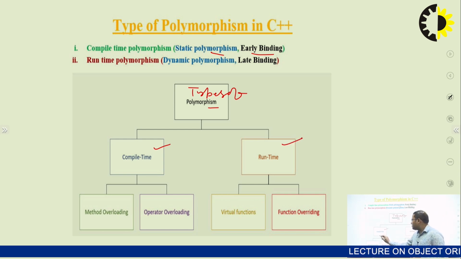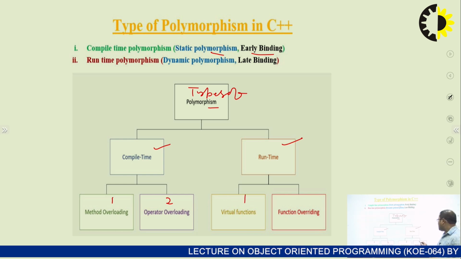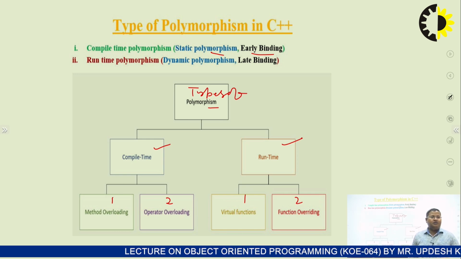Compile time is also of two types. First is method overloading, second is operator overloading. In case of runtime polymorphism, the first one is virtual function and second is function overriding. I will discuss each and every one, one by one, in the next slides.